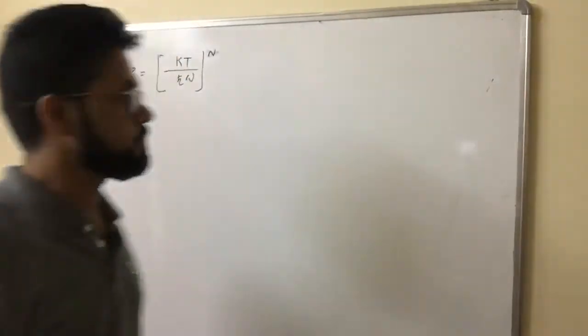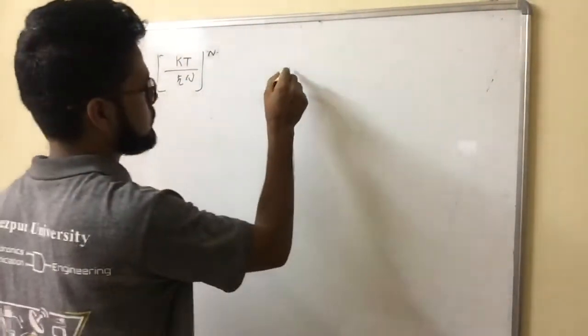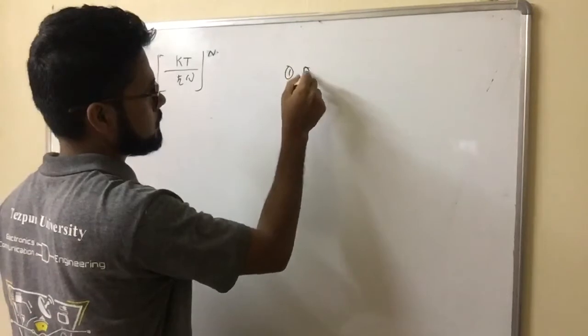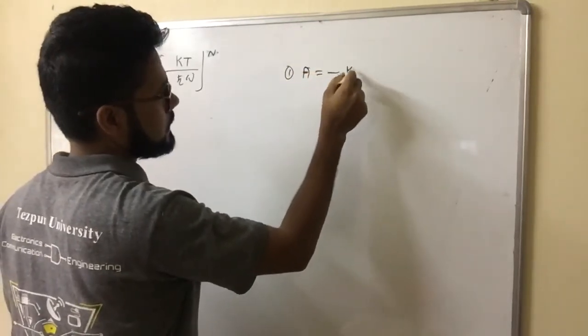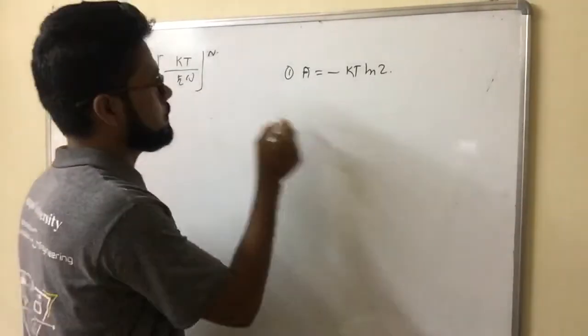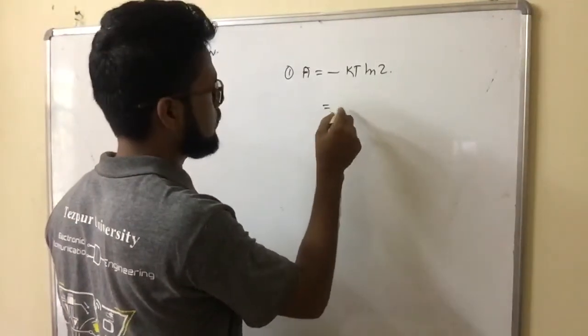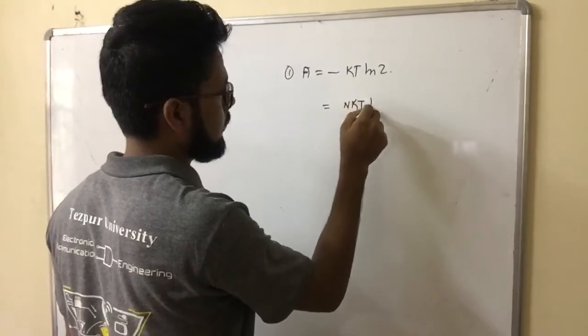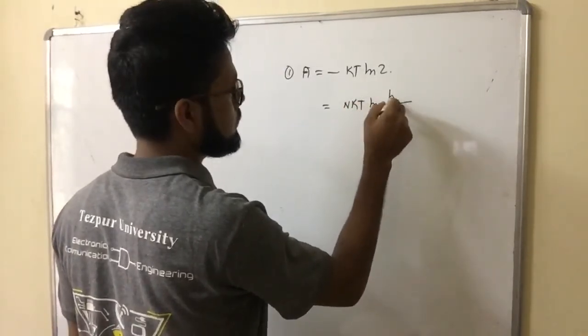So I have calculated the free energy first. This is the free energy formula: F equals minus kT ln Z. If you put this value in, you will get N kT ln(ħω/kT).